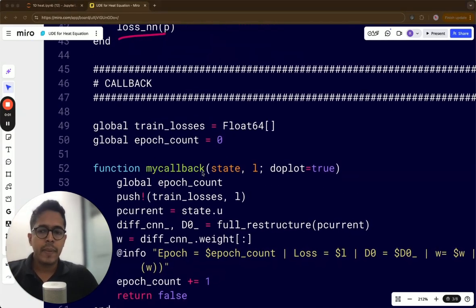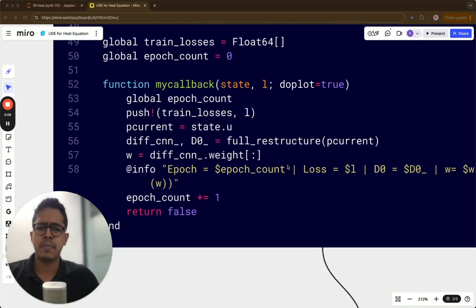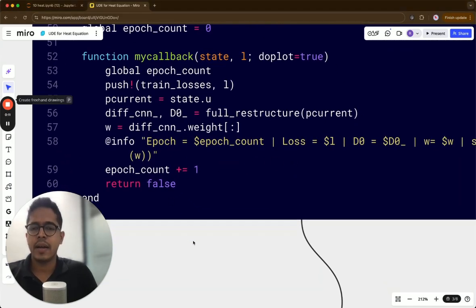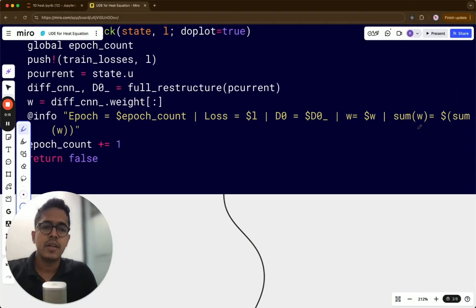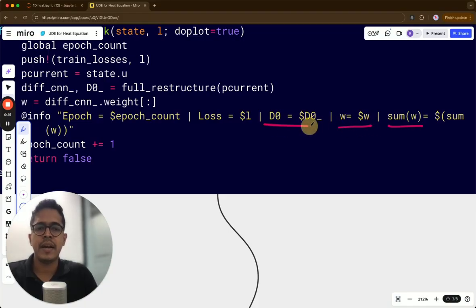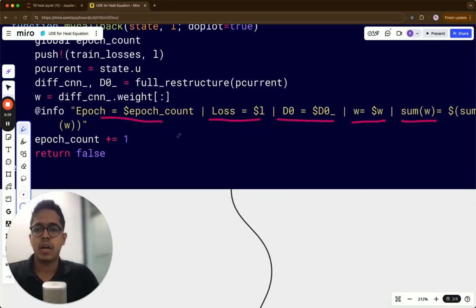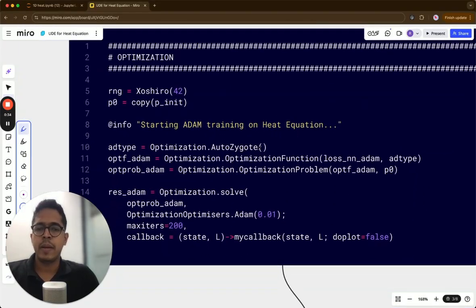Then this callback function is just for printing the value of weights and the predicted diffusion parameter at different epochs plus the loss. So here I'm just printing the epoch parameter, the sum of the weights. So we should check if the sum of the weights are initially starting with, I think it's around 0.5 or something. It should hopefully reduce to 0, close to 0. We are also printing the weights. We are printing the predicted value of diffusion coefficient, the loss, and the epoch count. So that is what this callback function is used for. And then the final optimizer. Optimizer, I'm using Adam.